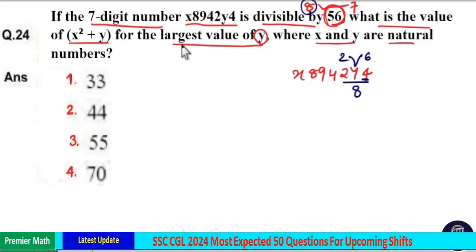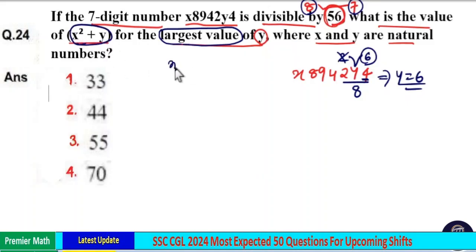But here the question says y should be the largest possible value. So y is not 2, y is 6 here. So from this y is equal to 6. Now check the divisibility rule of 7. But before that, the question is asking us to find out x square plus y. So x square plus y means x square plus 6. X square plus 6 is given in these 4 options.